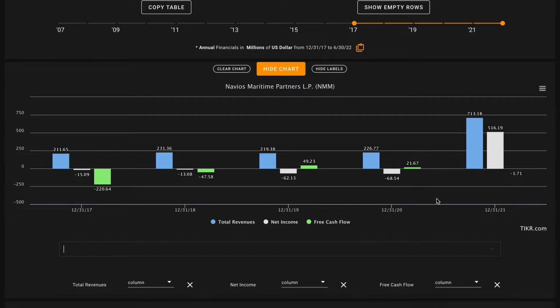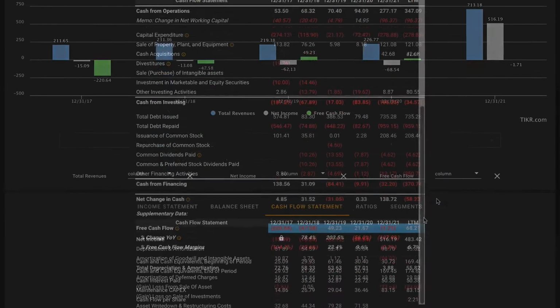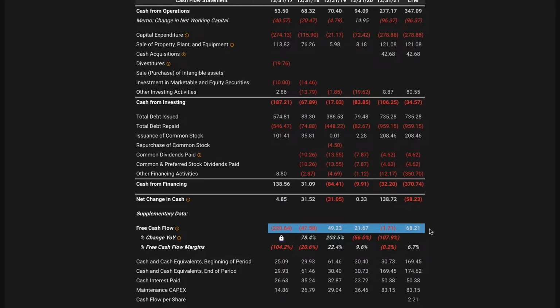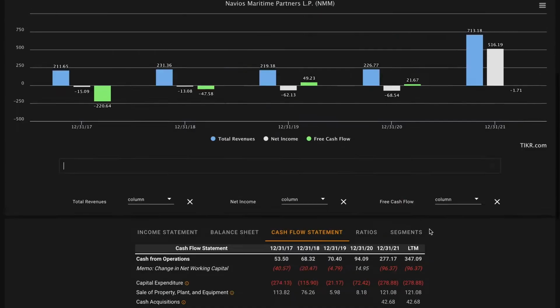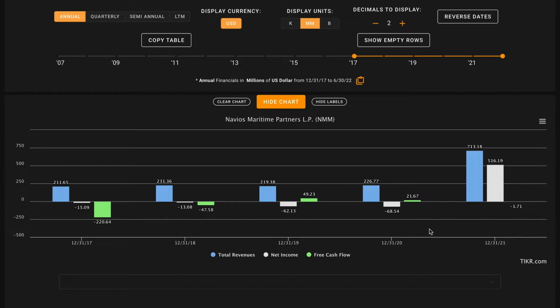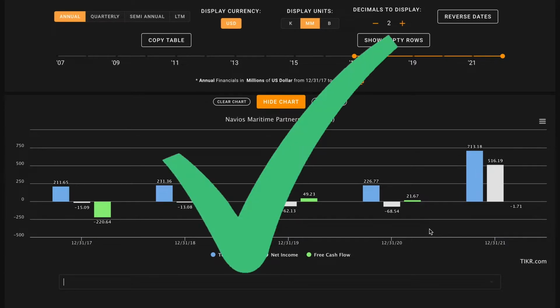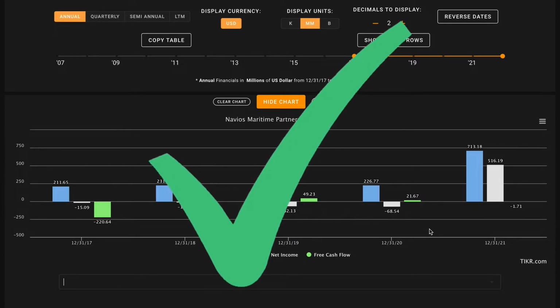Over this time frame, they've more than tripled their revenues, and they've taken their net income from being negative in 2017 to earning about $500 million in earnings last year. Their free cash flows were pretty negative in 2017. At the end of 2021, they were still negative. However, if we look at their last 12 months, they've actually produced about $68 million of free cash flow. So that is cash that's being generated by the business. Because they have this positive free cash flow in the last 12 months, we're going to give them this metric on metric number 2 for Navios.